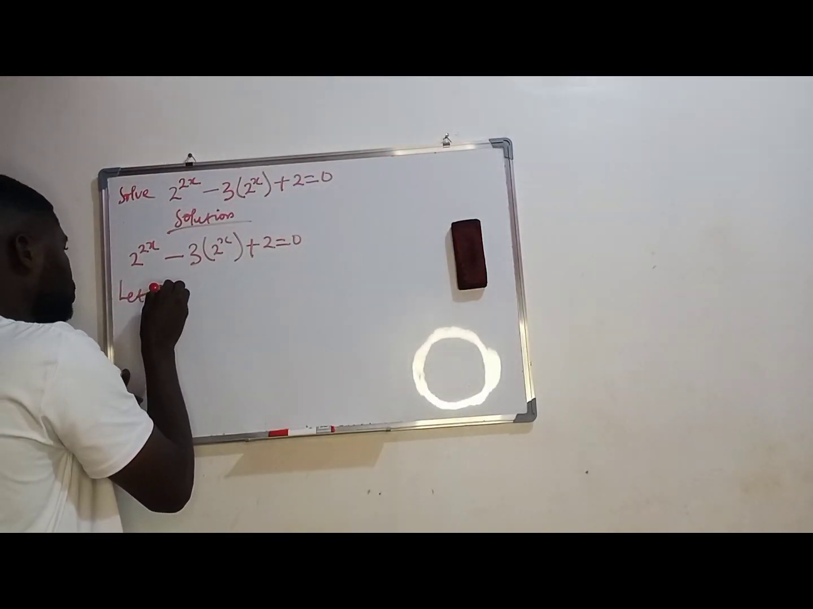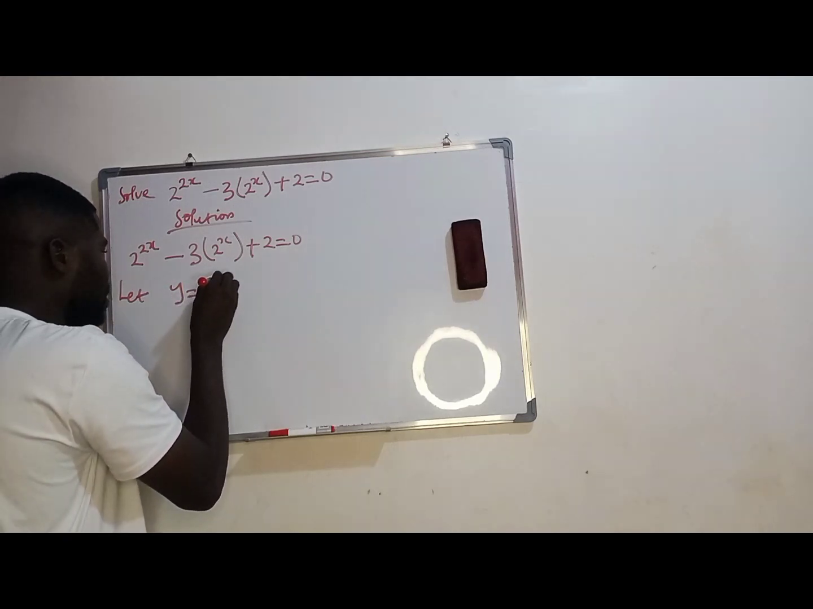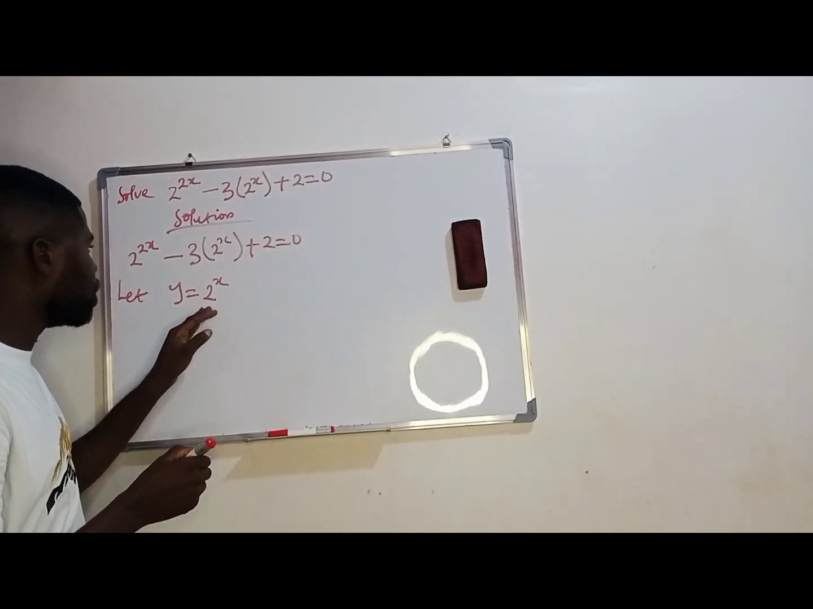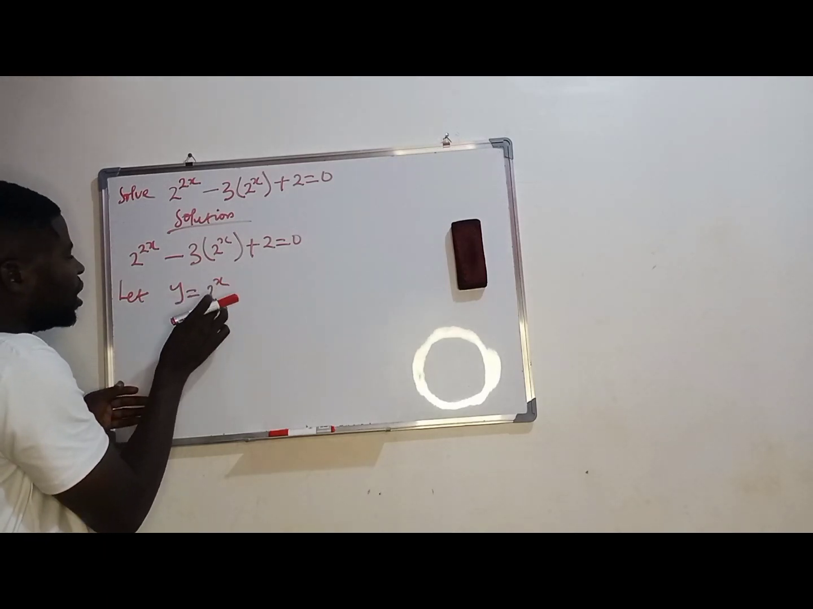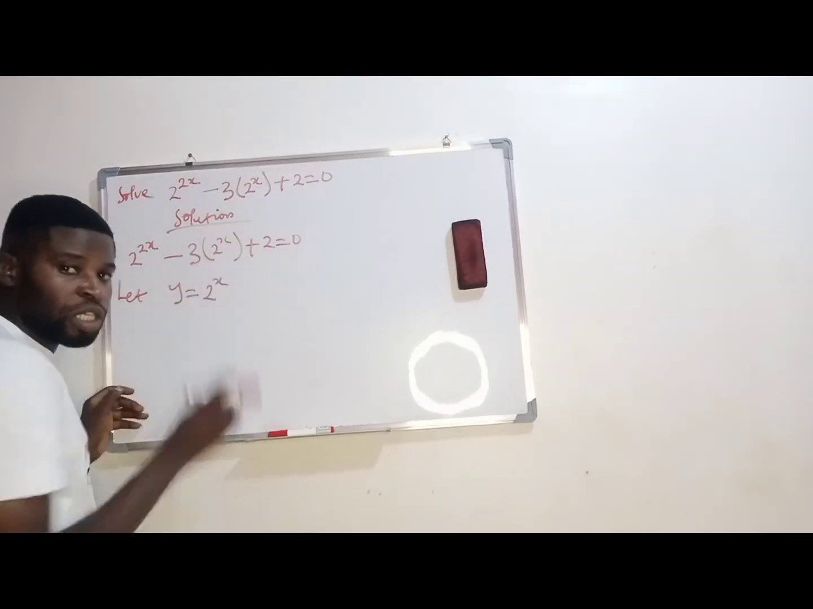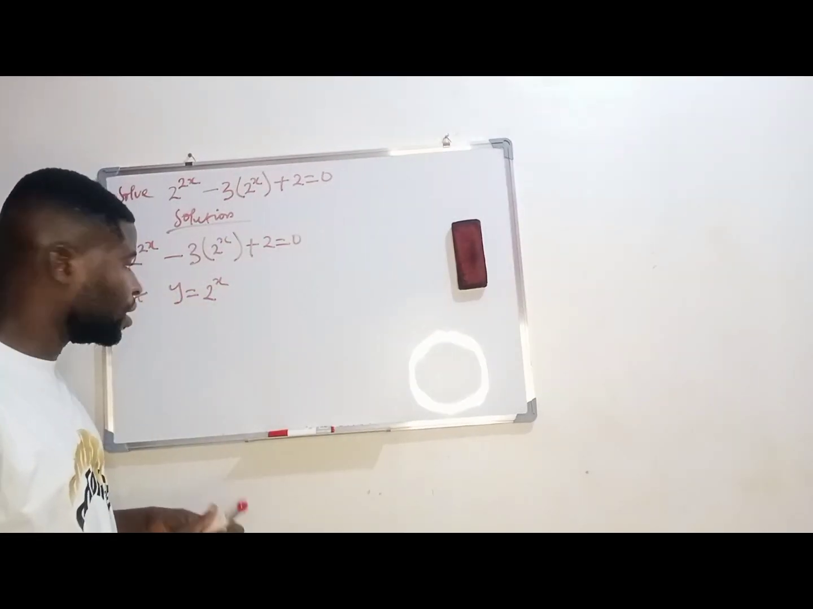let y be equal to 2 raised to power x. Now, letting y be equal to 2 raised to power x, it simply means any place you see 2 raised to power x in this equation, you will substitute with y. Are you getting what I'm saying?